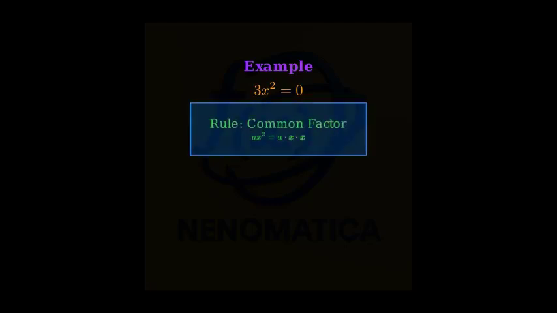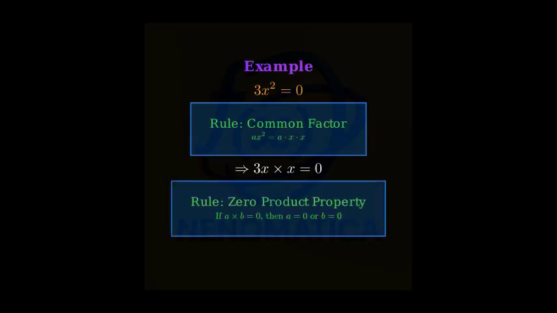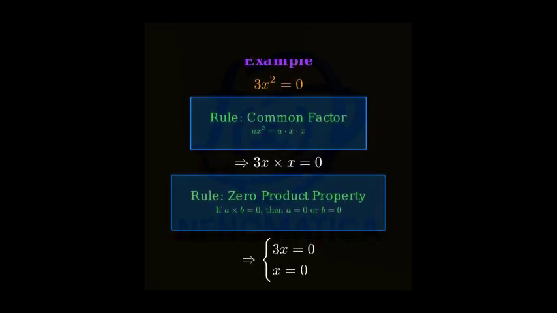Here we have the equation 3x squared equals 0. Let's solve this step by step. First, we'll rewrite this as 3x times x equals 0. Next, we'll use the zero product property, which states that if a product equals 0, then at least one of the factors must be 0. So we can say that either 3x equals 0 or x equals 0.